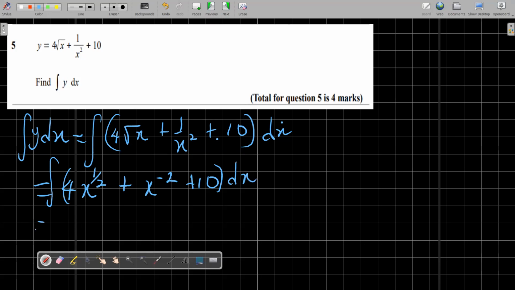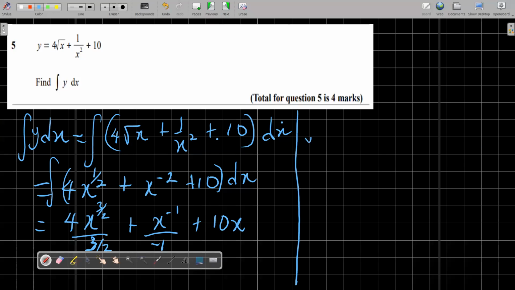Now, let us integrate. 4x raised to the power of, now 1 over 2 plus 1, when you add 1 to this power, you will get what? 3 over 2. Then you divide this by 3 over 2. Now plus, add 1 to this power, you have x raised to the power of minus 1, and you divide again by minus 1. Then plus 10x. Eventually, the integral of y dx will be equal to 4 divided by 3 over 2. I'm writing this explicitly so that you will understand.